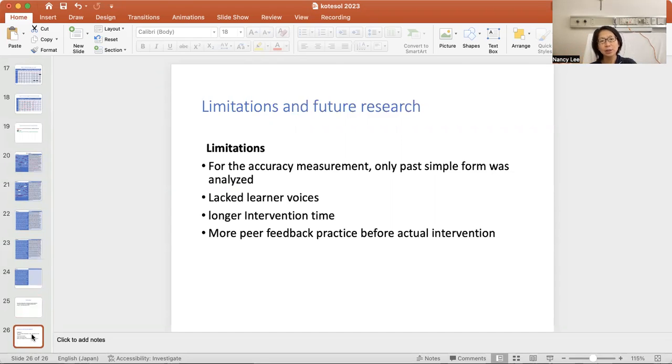I lacked learner voices. I wish I had the opportunity to talk to the students, to ask them about the comments that they actually produced, how much they actually understood the comments. It would be nice to have longer intervention time, and probably more practice of peer feedback before the actual intervention would be also ideal.